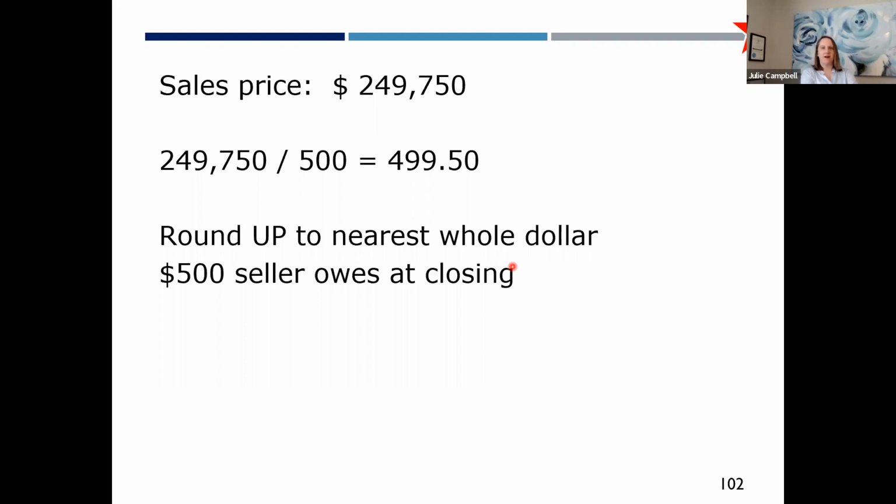What questions do I have from Unit 5? This is our attorney's unit, isn't it? This is all about the attorney and what they do and how they help the buyer.